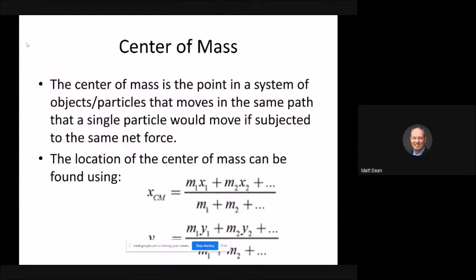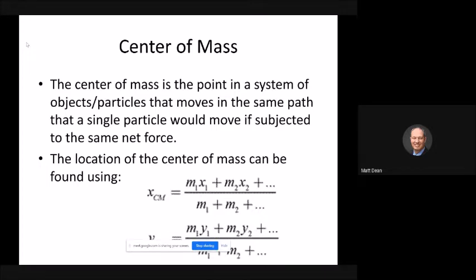All right, another thing that we need to think about when we're talking about momentum is the center of mass. You're never going to have to calculate the center of mass in AP Physics 1, but just know that the center of mass is the point in a system of objects or particles that moves in the same path that a single particle would move if subjected to the same net force. What I need you to realize here is that the velocity, the momentum of the center of mass, is not going to change during a collision. We're going to see several problems where that's the case.